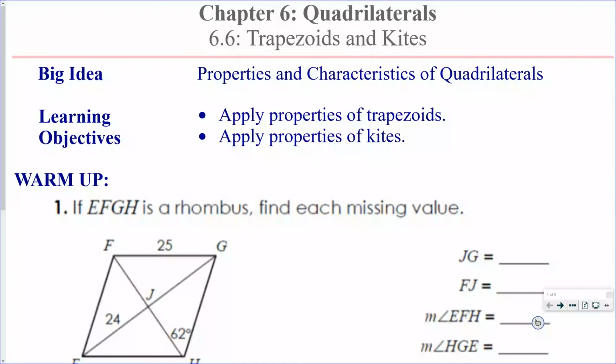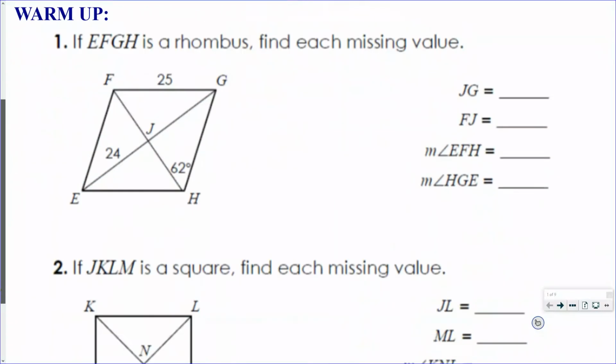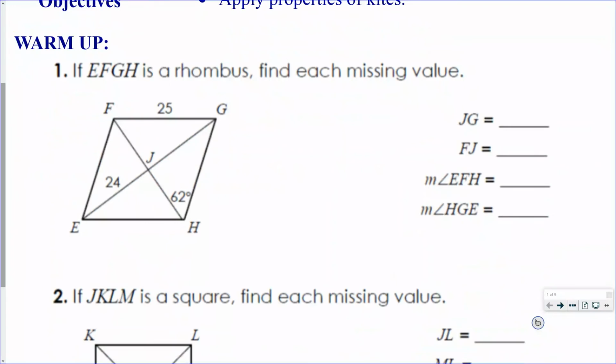Okay, 6.6. We're going to talk about trapezoids and kites today, but first, let's review over rhombi and squares. I'm assuming we all understand this because we all finished the warm-up really quickly today. All right, so this first one is a rhombus, which means all the sides are congruent.